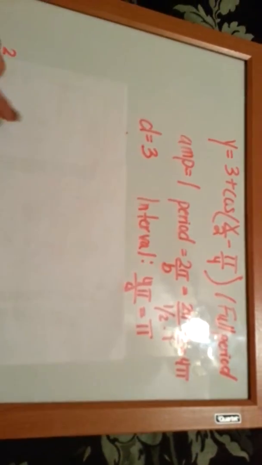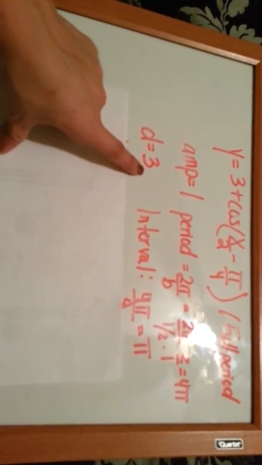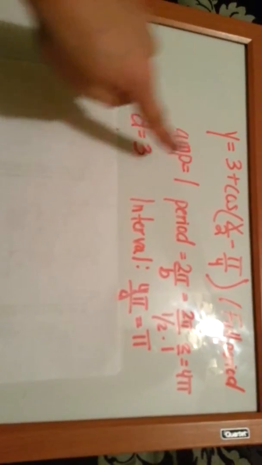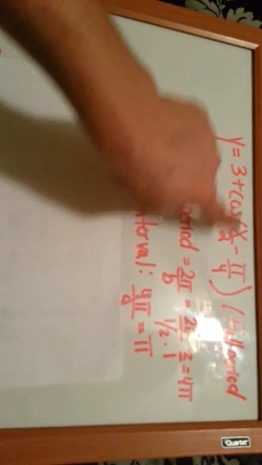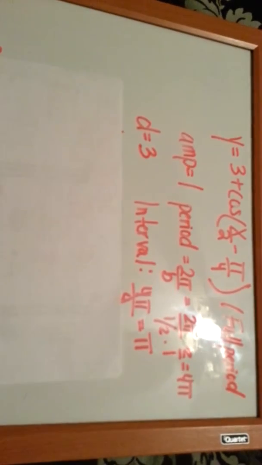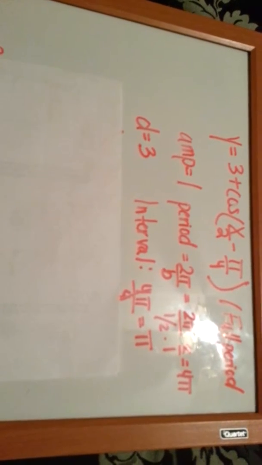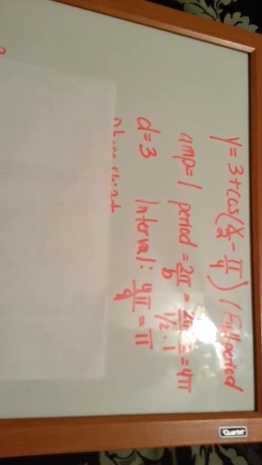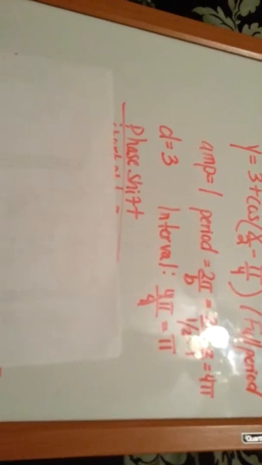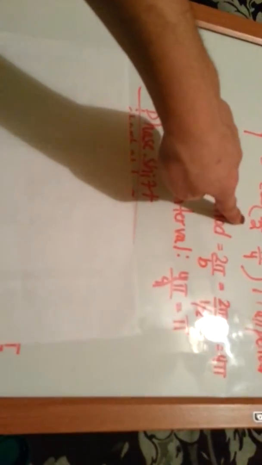And then d in this case is 3 because it's whatever is here, and that tells us how far up or down it's going to go. Sometimes it could be located in the back as plus 3. Our interval in this case is 4 pi over 4 because we figure out period divided by 4, and that gives us pi.